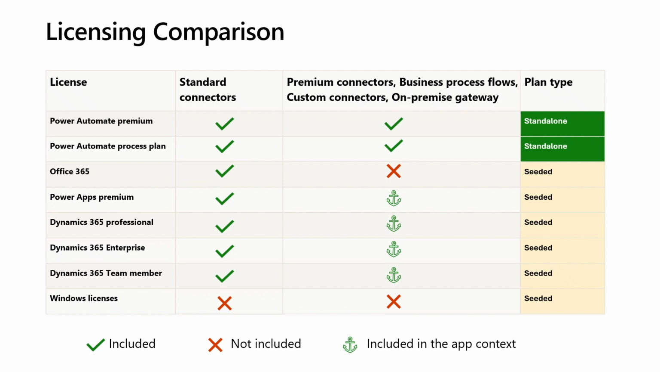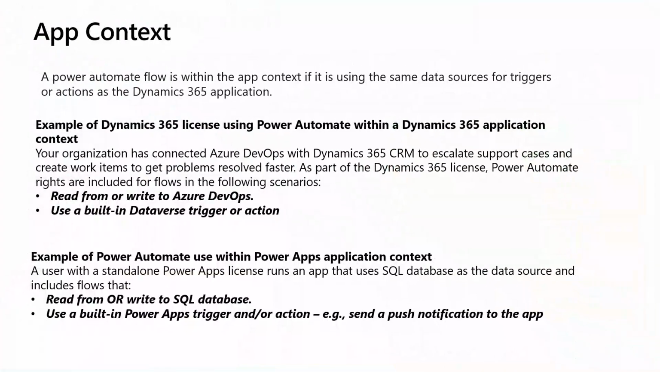But if you compare the Powerapps Premium and Dynamics 365 plans, you have access to standard connectors, but you also have access to premium connectors only if the flow is in app context. What do we mean by in app context? A Power Automate flow is within the app context if it is using the same data sources for triggers or actions as your Dynamics 365 application. On top of it, the flow and the app should be in the same environment, and the flow should be interacting with the entities used in your app.